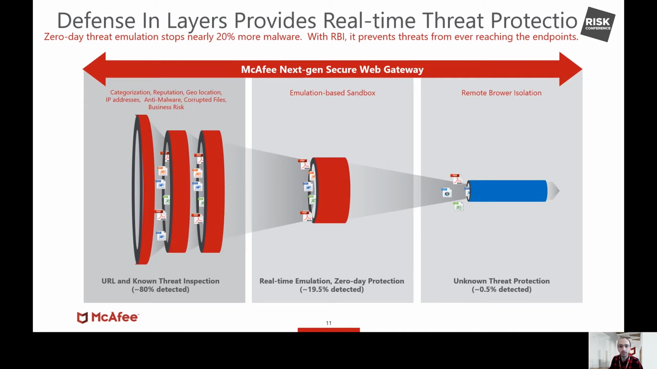We are able to inspect basically 80% of the traffic. The rest, 19.5% of this traffic, will be covered by our gateway anti-malware engine, which covers real-time emulation or zero-day protection. We are able to assess and emulate the behaviors coming from HTML objects, JavaScripts, as well as any PDF, Office file or executable. We are basically assessing 19.5% in a matter of milliseconds.